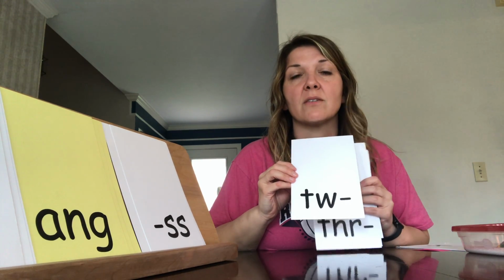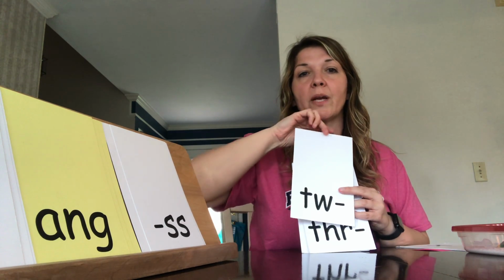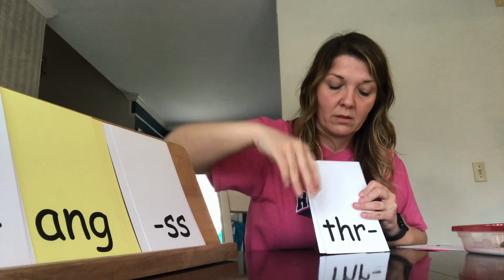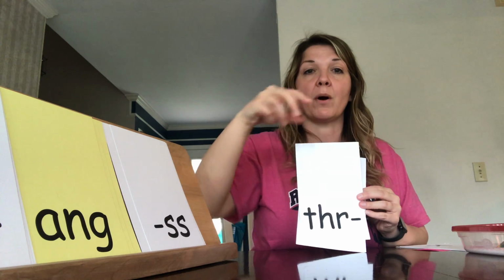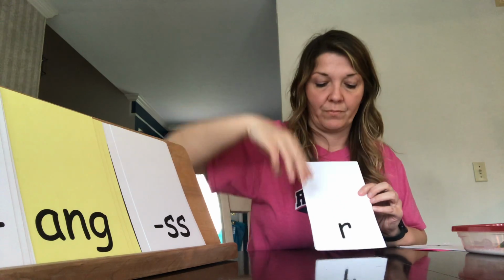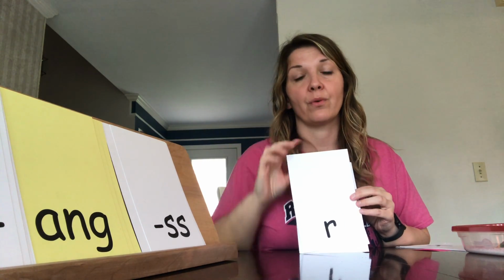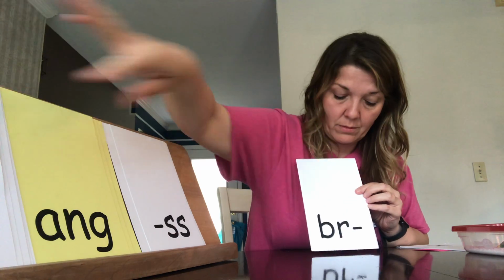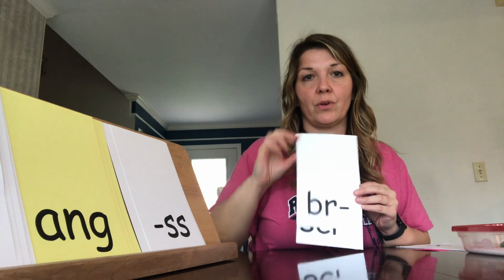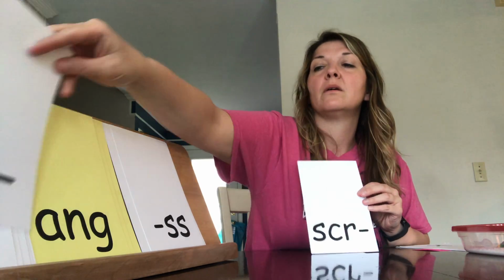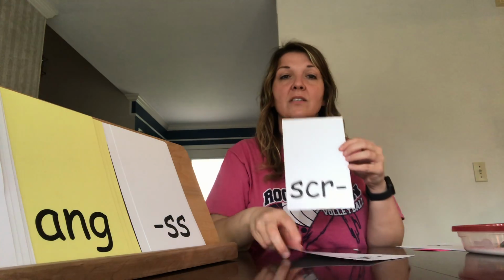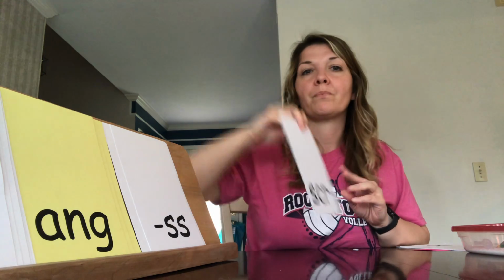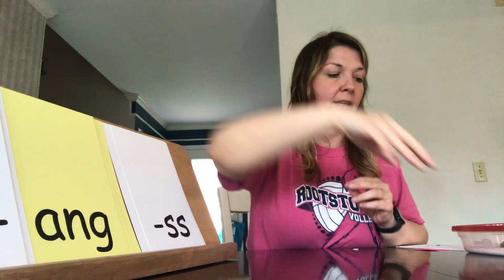Okay, TW says twa, like my favorite word ever, twinkle. THR says thr, like I'm gonna throw the ball. R says roar. BR says brr, like a broom. And SCR says scr, like scrabble, scribble, scream. All right, next part.